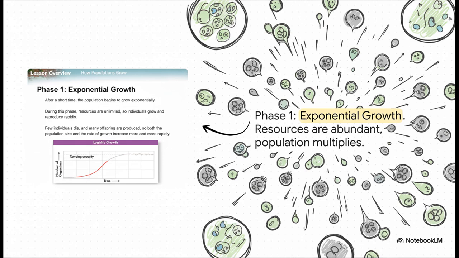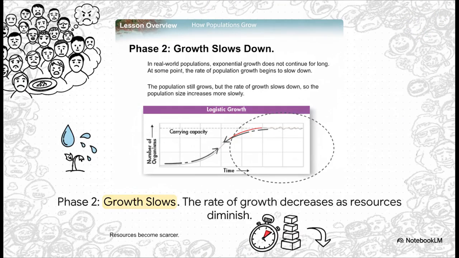Phase 1. This should look familiar, right? It's that same rapid exponential growth we just saw. Resources are everywhere, there's plenty of room, and the population just takes off like a rocket. But then, things start to change.